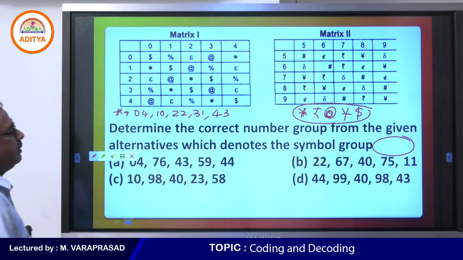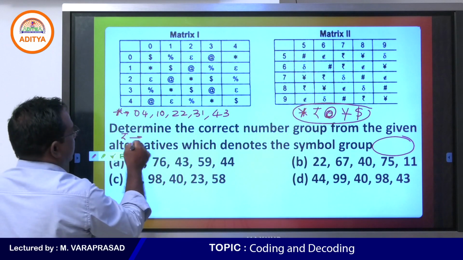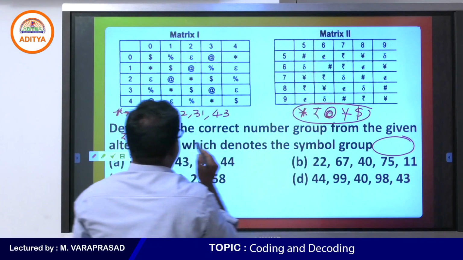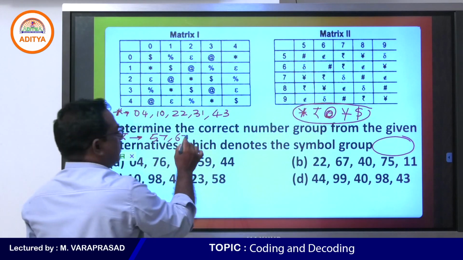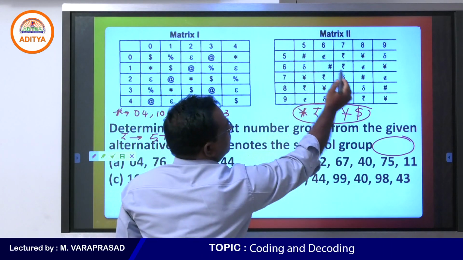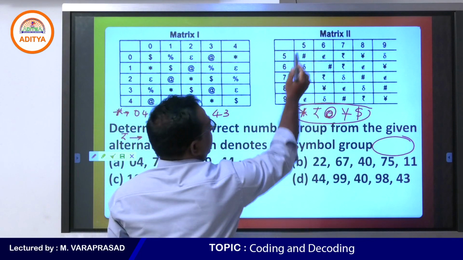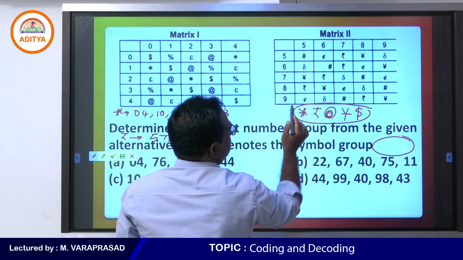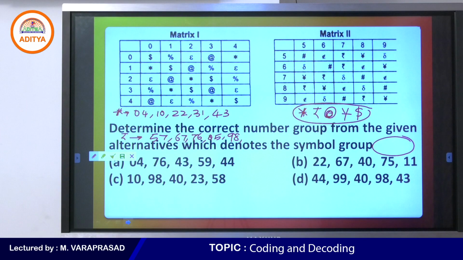Now see once here, the next symbol is this rupee symbol. How many ways can you write the rupee symbol? See, where is the rupee symbol? It is here, 5 7, 5 7. Next one 6 7. Next one 7 6. Next one here 8 5. The next one is here 9 8. So in these many ways you can represent the second symbol.